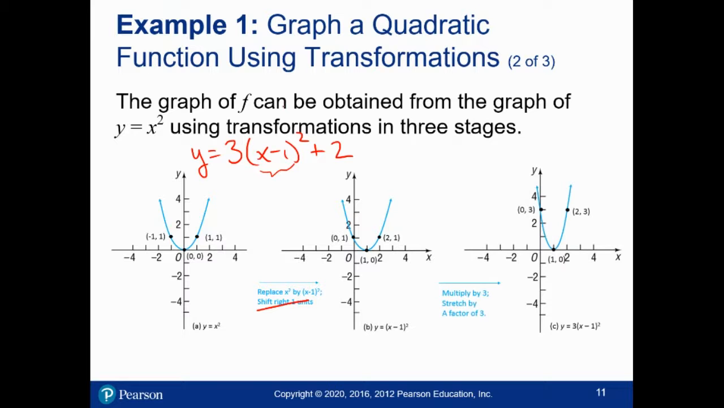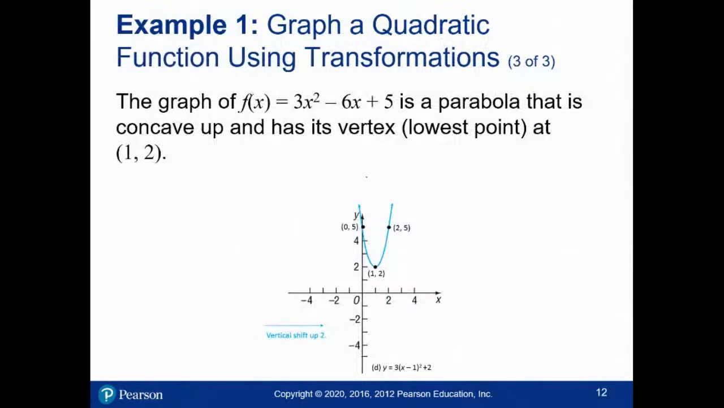Moving out, the next thing that I want to take care of is this times 3, so that's this vertical stretch. So instead of a parabola like this, it's now going to open faster. It's going to be a sharper parabola. The next thing that happens is this plus 2, and that's just a vertical shift. So we shift the whole thing up by 2, and we get this graph here.